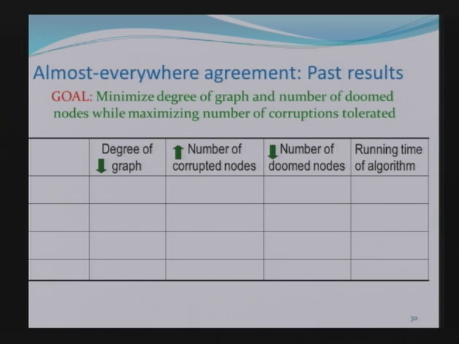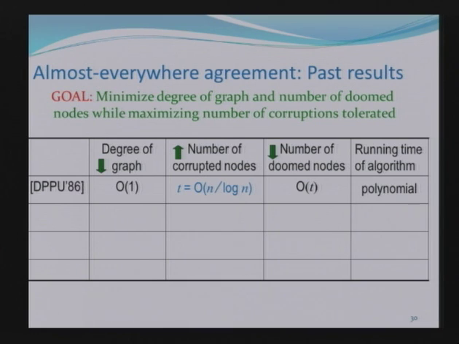We want to tolerate as many corruptions as possible. A constant fraction is the best, but can we tolerate as long as, say, 20% of all the nodes are corrupted? Even then, can we ensure something? We want to, of course, minimize the number of doomed nodes. We don't want to give up too many honest nodes. Right? And of course, the running time of the algorithm is also important here.